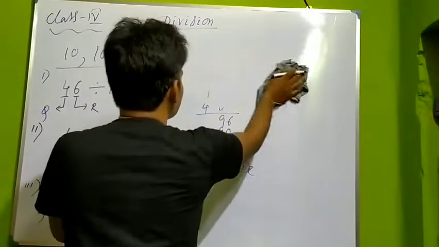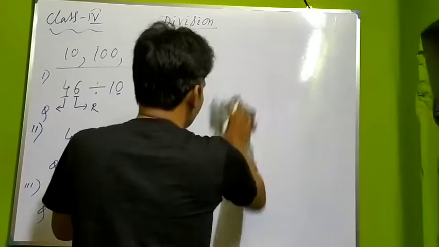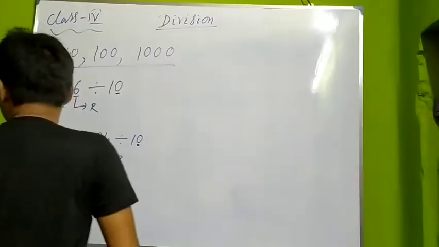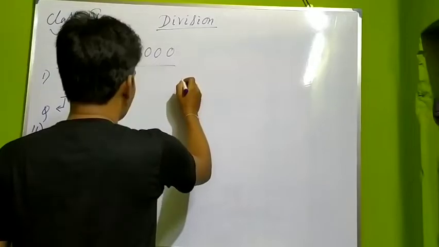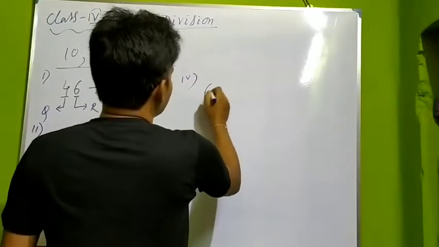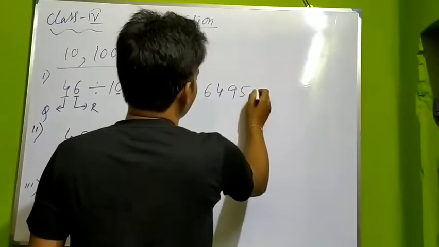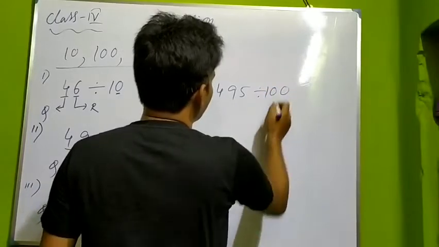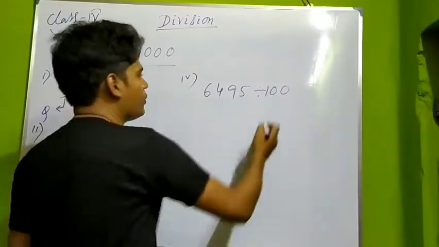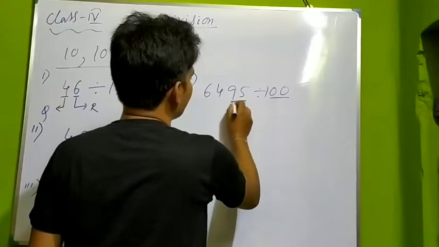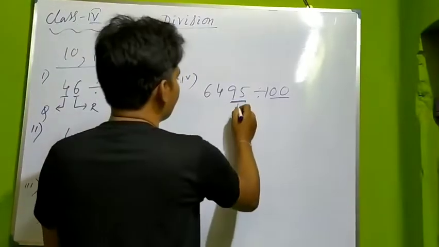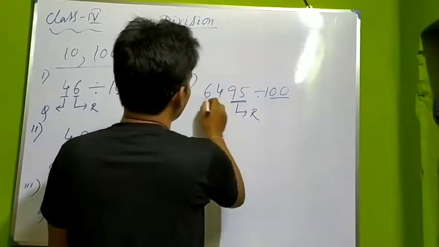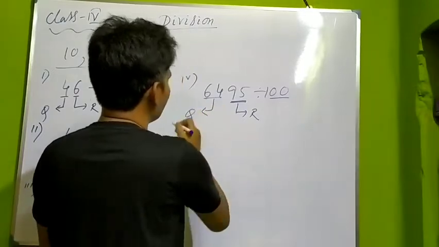Okay, now let's see if we divide any number by 100. We have to apply the same method. Just take a 4 digit number, 6495 divided by 100. How many zeros are there with 100? 2. So these 2 digits from the right hand side represent the remainder, and 64 will be the quotient.